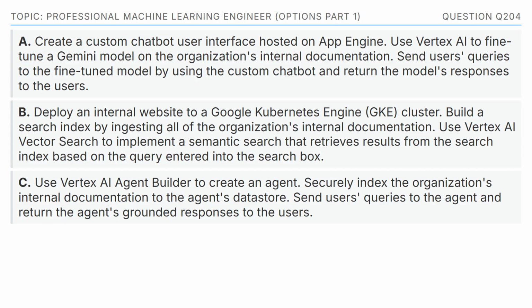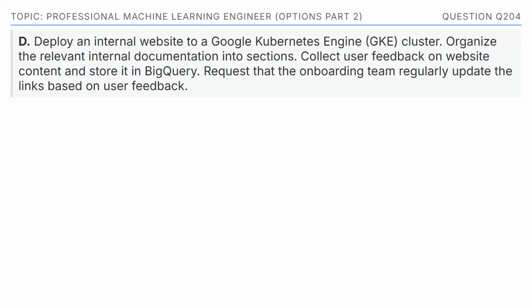Option C, use Vertex AI Agent Builder to create an agent. Securely index the organization's internal documentation to the agent's data store. Send users' queries to the agent and return the agent's grounded responses to the users. And the remaining options are: Option D, deploy an internal website to a Google Kubernetes Engine (GKE) cluster. Organize the relevant internal documentation into sections. Collect user feedback on website content and store it in BigQuery. Request that the onboarding team regularly update the links based on user feedback.